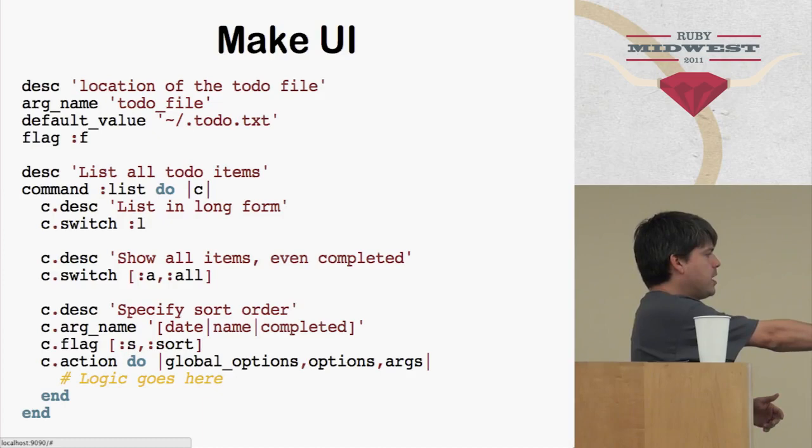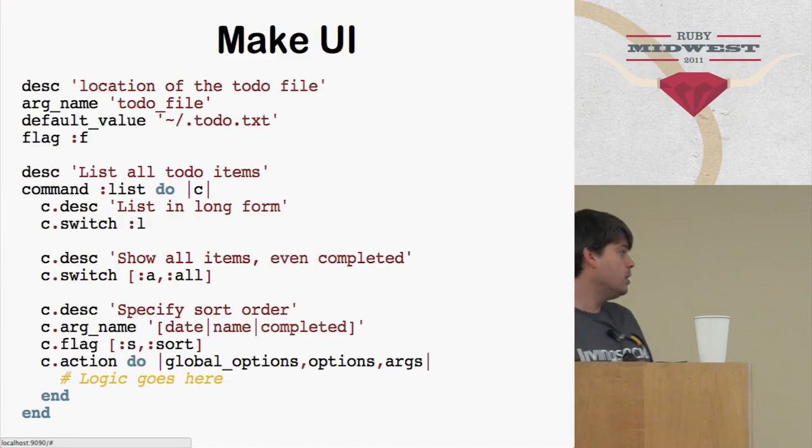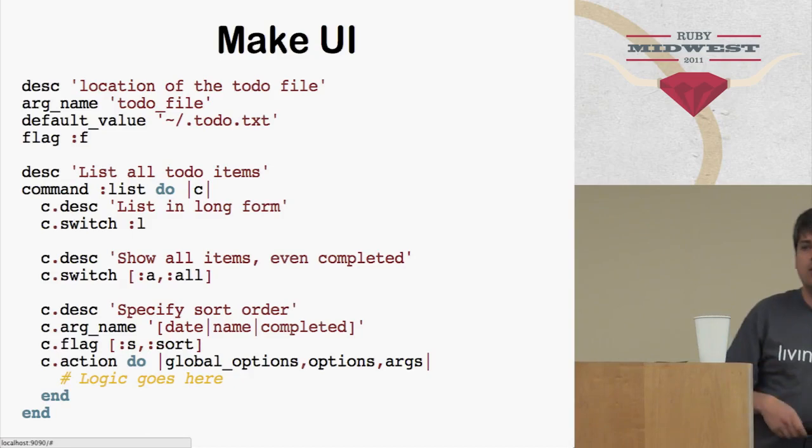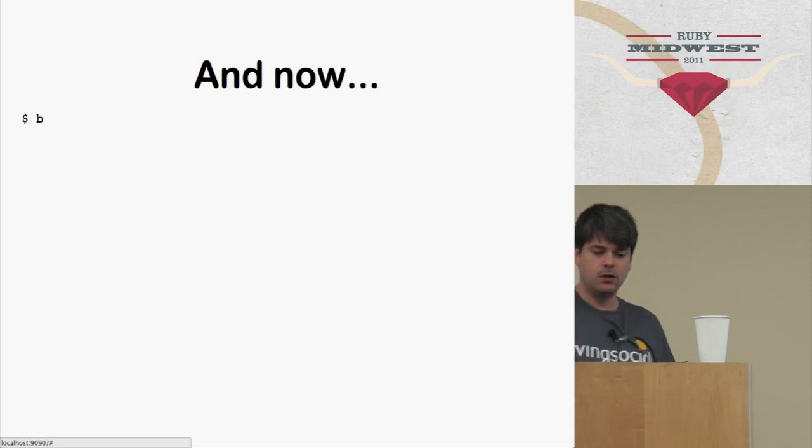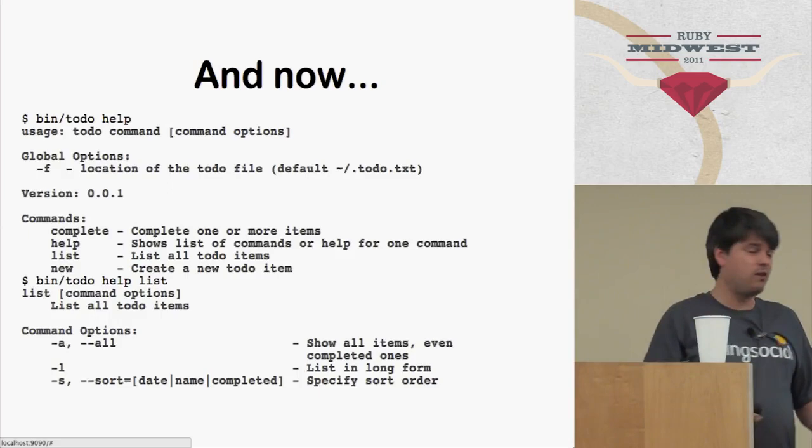So the action block gets the global options that were specified, the command-specific options that were specified, and any other arguments that were unparsed from the command line, and you can do whatever you want. So when we fill this all in, we get a nice-looking app that has a nice-looking help system without a whole lot of effort. So essentially, we can just focus on what we need to do.